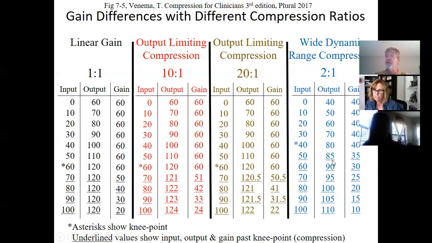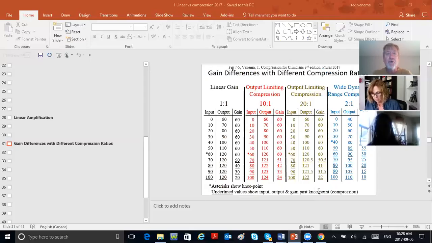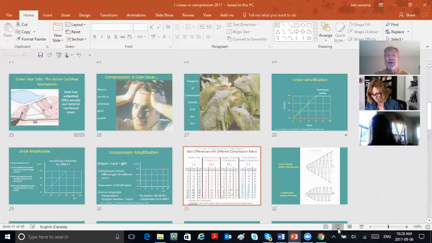My output increased by another 5. So as my inputs increase by 10, my outputs are correspondingly increasing only by 5. Now that's a very weak compression ratio. Very weak. In other words, if I was to show you what the line might look like on our previous picture here.